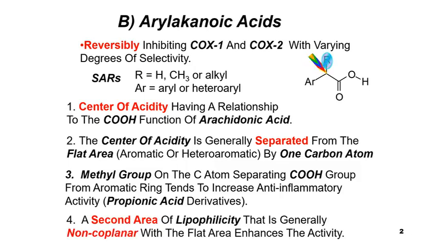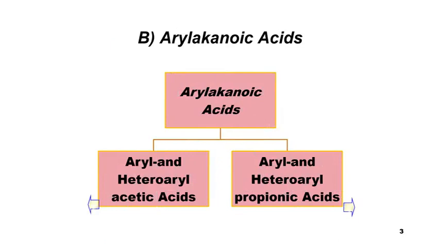We can find another non-coplanar area that is able to fit the out of the plane trough, as we have seen in indomethacin. We can subclassify the arylalkanoic acids as aryl or heteroarylacetic acid, and the other subclass is aryl and heteroarylpropionic acid. This is according to whether this alpha carbon is substituted with a methyl or not.